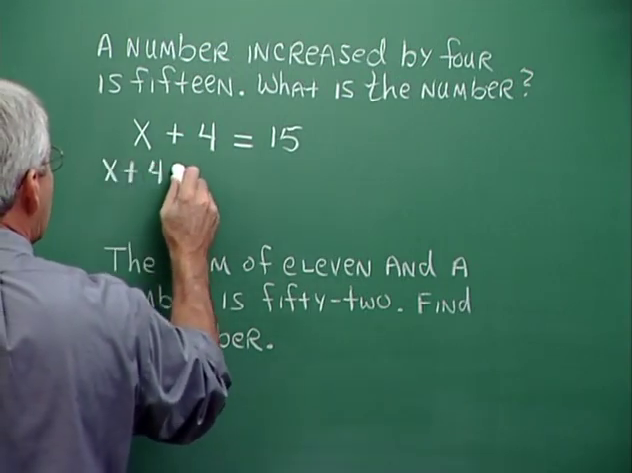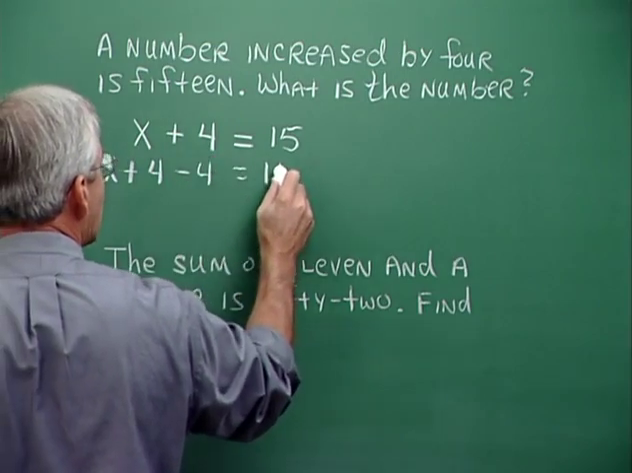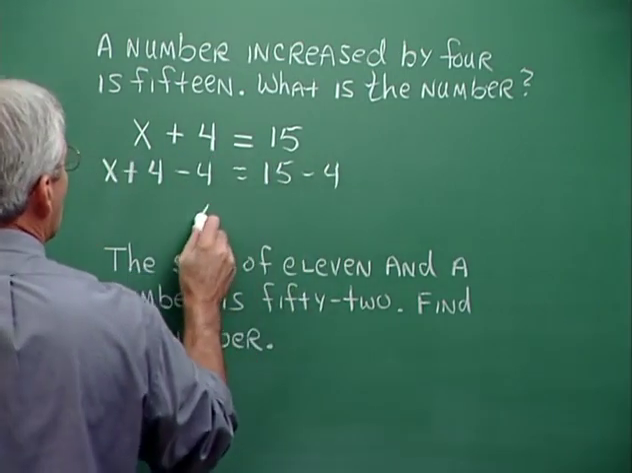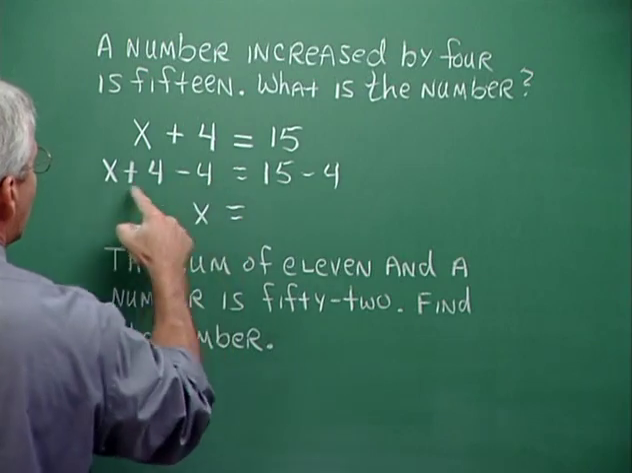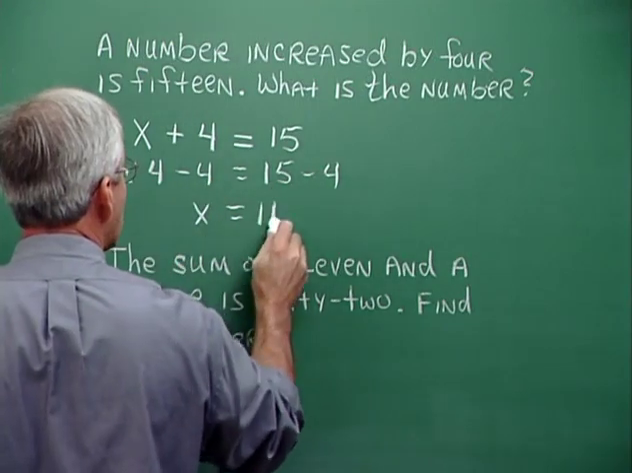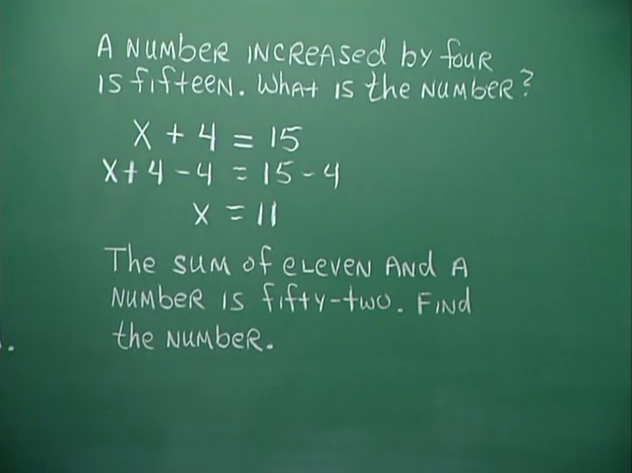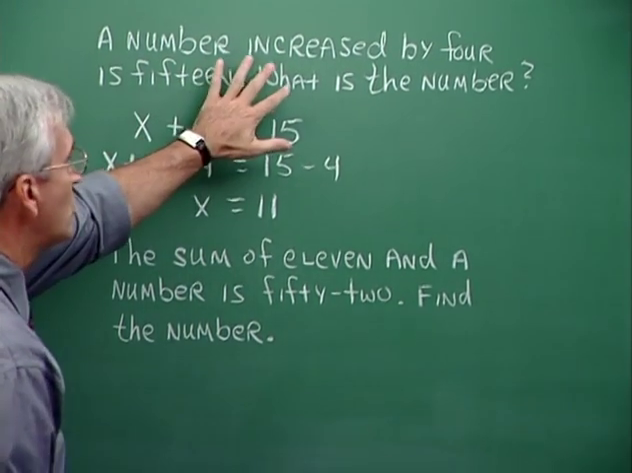So we bring this down, subtract 4. Bring down the right side, subtract 4. These go out and we're left with x. 15 minus 4 is 11. 11 is the solution to the equation. 11 answers this question. What is the number?